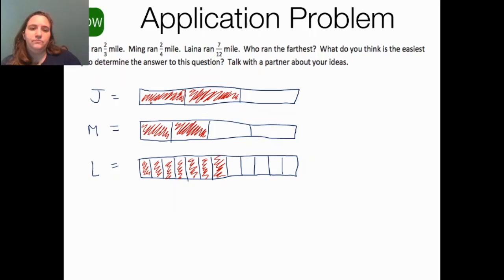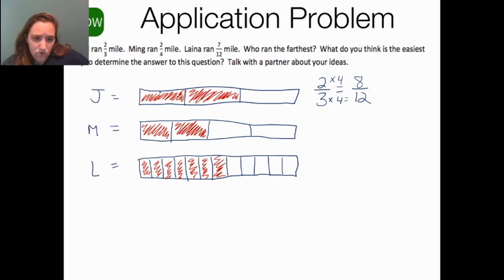So if Jamal ran 2/3 and Lena ran 12ths, let's try and find an equivalent fraction that gets us to 12 in our denominator. So what do you have to multiply with 3 to get to 12? 4, right? So 3 times 4 gives us 12, and what you do to one side you must do to the other. So 2 times 4 is going to give us 8. Alright, so this means we need to split each of these boxes up into fourths. So I'm going to go ahead and do that.